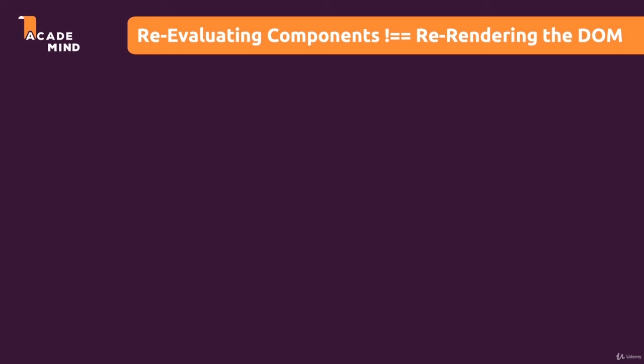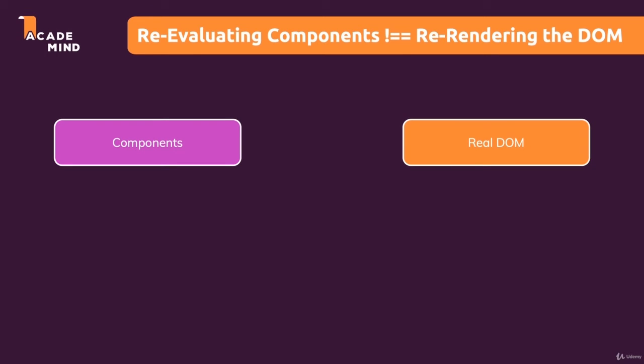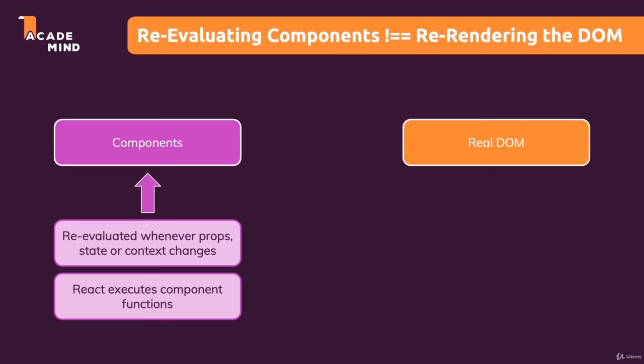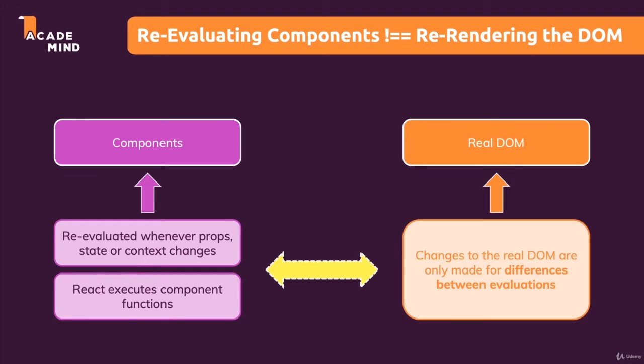Instead, we have to differentiate between our component part, our React part, and the real DOM. Our components, as I just said, are re-evaluated whenever props, state, or context changes. So React then executes that component function again. Now, the real DOM, on the other hand, is only updated in the places where it needs to be changed based on that difference React derived between the previous state of a component and its tree and the current state after the state, prop, or context change. So the real DOM is not changed all the time. It's changed rarely and only when needed.